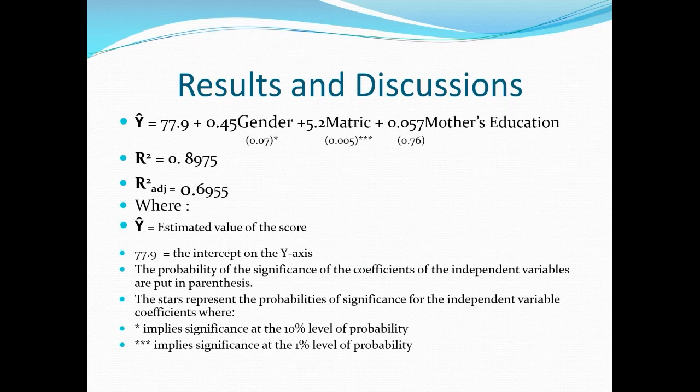The 77.9 is the B naught, which I showed in the generic equation, the intercept on the y-axis. The probability of the significance of the coefficients of the independent variables are put in parentheses. This I have already explained.